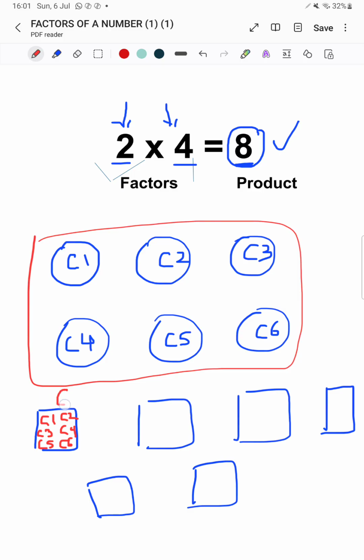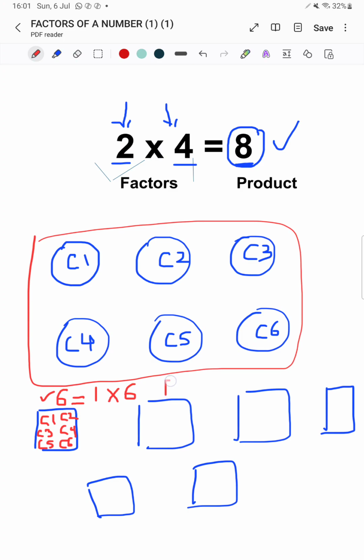There were a total of 6 cookies. And how did we get those 6 cookies? I take one plate and in one plate there were 6 cookies. So 1 times 6 and that gives me the number of cookies as 6. Now I take another possibility.